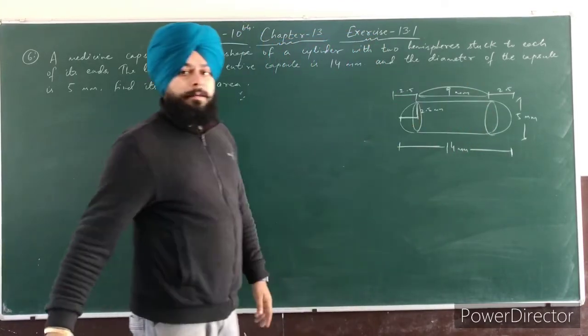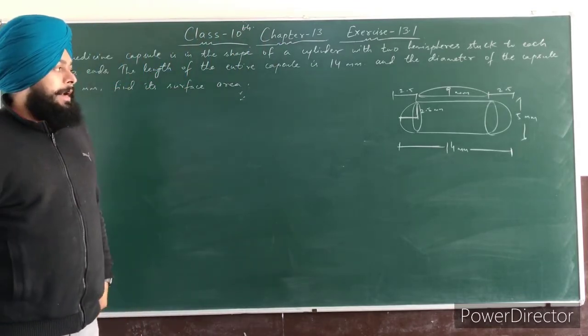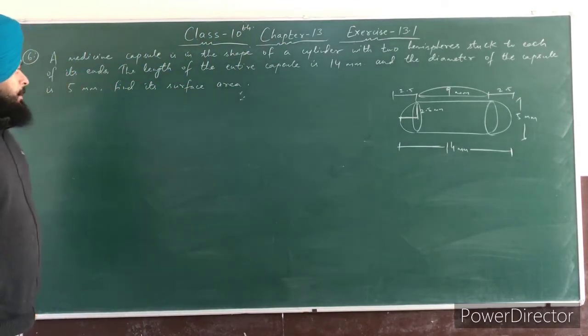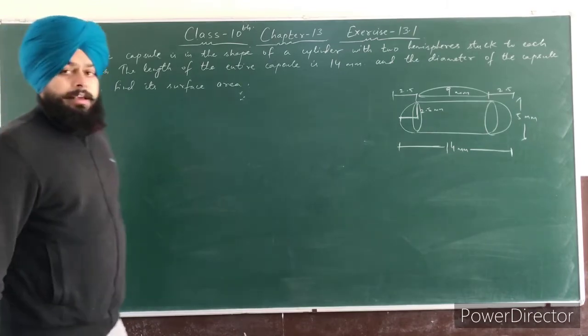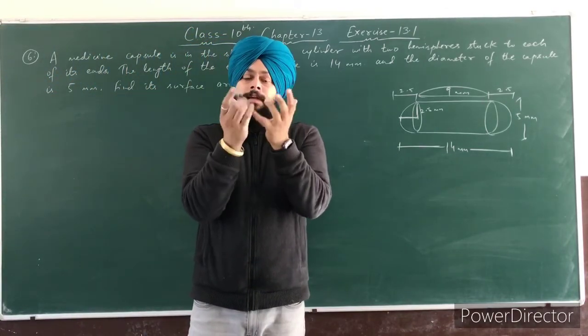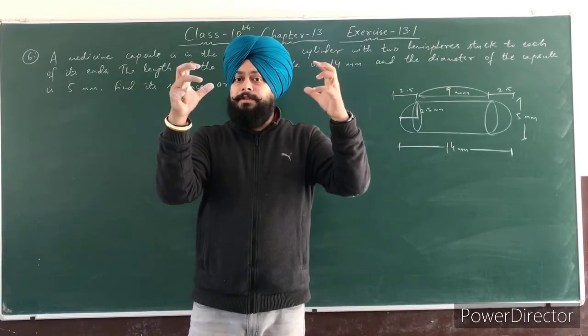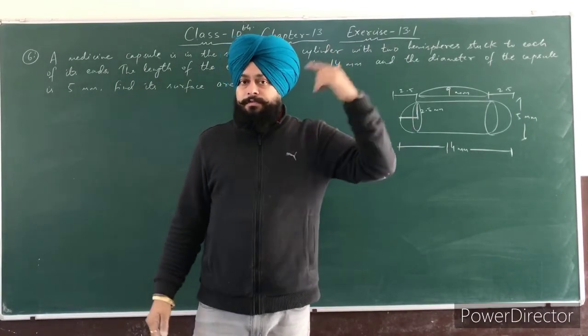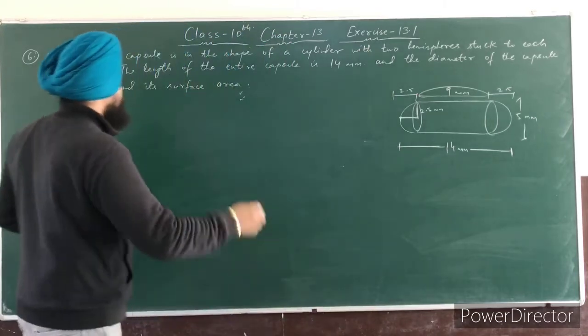It means 9 mm is the remaining height of the cylinder. Now we have to find its surface area. So you can see here the curved surface area of the cylinder and the curved surface area of the 2 hemispheres is covered in this total surface area of the capsule.